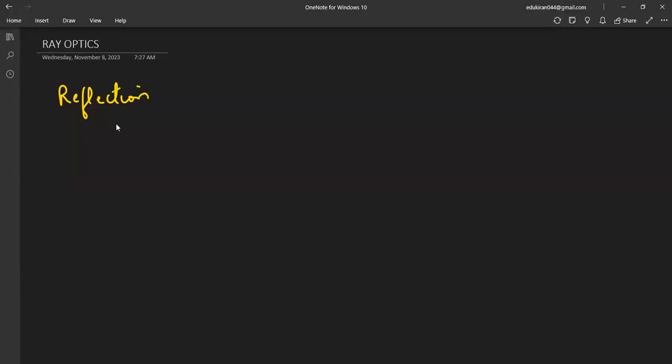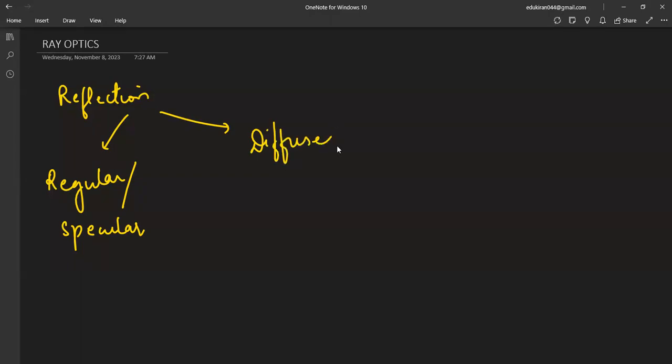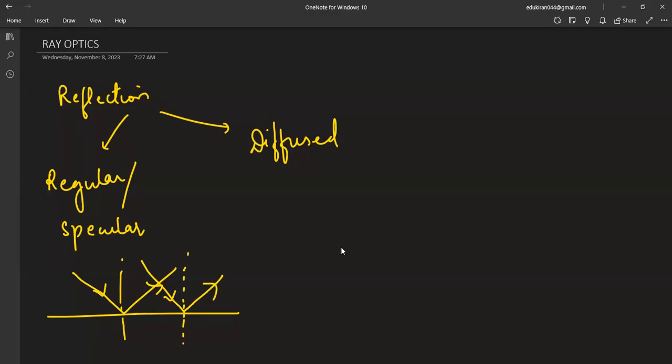When we are talking about reflection, there are two types of reflection which occur. One is known as regular, or you even call it specular. Regular or specular reflection. The other one is diffused reflection. Specular reflection means light rays are coming on a smooth surface. Normal has been formed. Again, light rays are coming on a smooth surface. Normal is there. They are getting reflected like this.